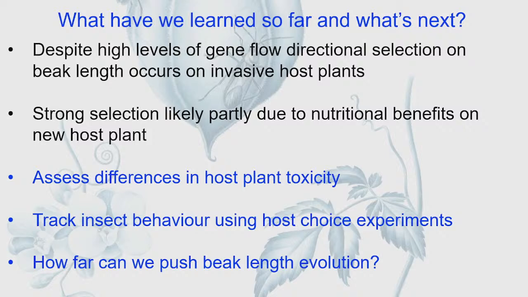Our ongoing work at the moment is to assess differences in plant host toxicity. There's lots been written about cyanide compounds, for example, in sapindaceous species. So the next step is to look at differences in toxicity of the seeds of those different host plants. I also have a master's student currently working her way through about 300 hours of video footage where we provided these insects with choices between different host plants to see what choices they make and how long they feed on different host plants. And then, of course, we are really interested to see how far we can push this evolution of beak length in the lab, because at some point you may expect trade-offs to occur. When beak lengths get too long, other things may be getting too wide or too short or something else.